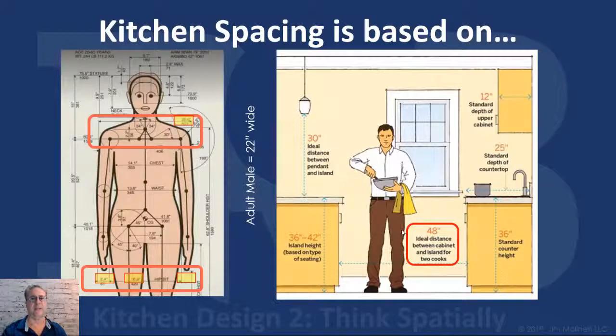Now, keep in mind that in kitchens also, if the dishwasher's open, if the oven is open, if the refrigerator is open, if you're bending down to get something out of a drawer, having this minimum distance of 48 inches between cabinets and islands, between cabinets and cabinets, between cabinets and tables, allows you to work comfortably in your kitchen without conflict.